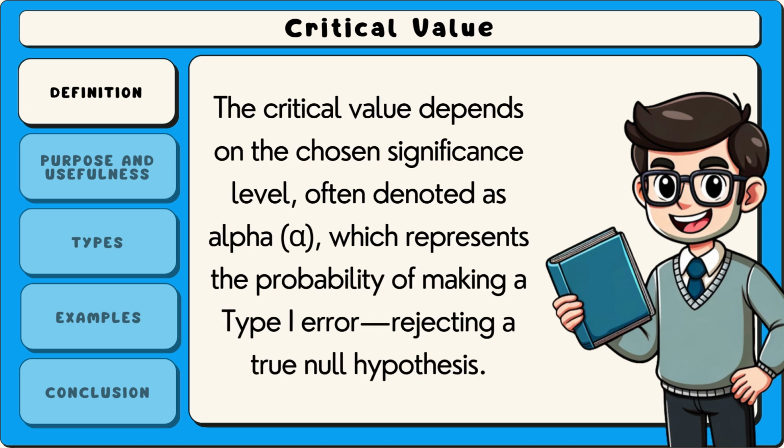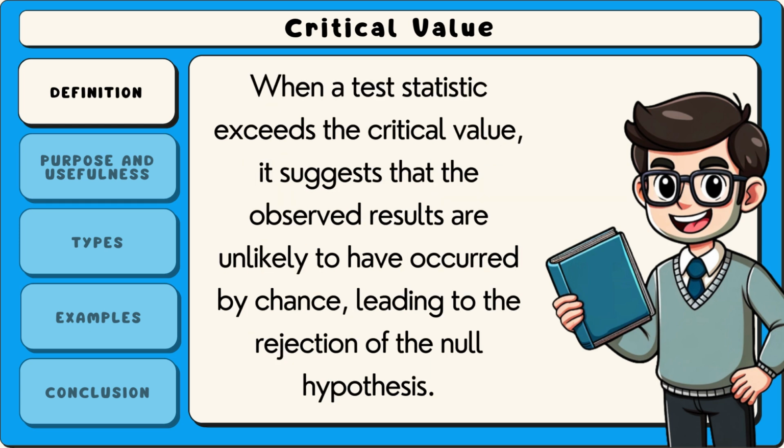The critical value depends on the chosen significance level, often denoted as alpha, which represents the probability of making a type 1 error, rejecting a true null hypothesis. When a test statistic exceeds the critical value, it suggests that the observed results are unlikely to have occurred by chance, leading to the rejection of the null hypothesis.